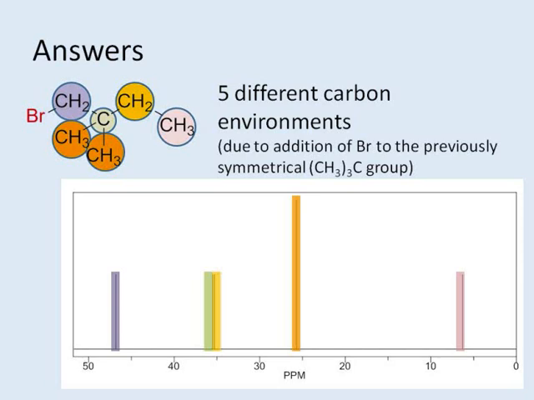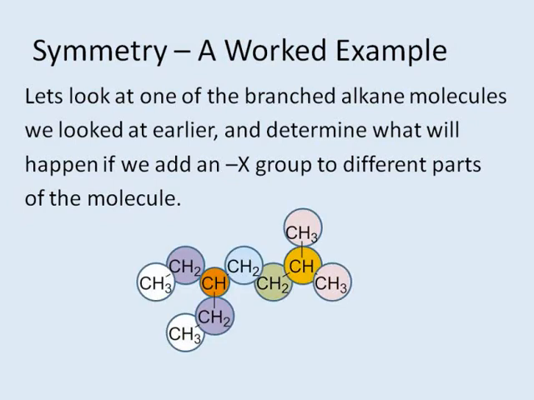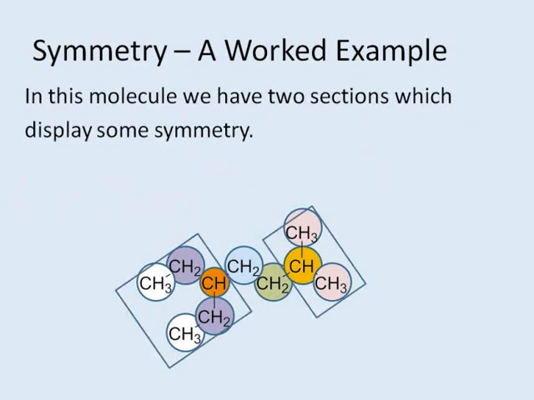Before we move on to looking at the carbon-13 NMR spectra of alkenes, let us finish with one more worked example to see how an X substituent can affect the chemical equivalence in a previously symmetrical molecule. As you can see, this molecule, 2-methyl-5-ethylheptane, has 2 areas possessing symmetry, represented by the rectangles.